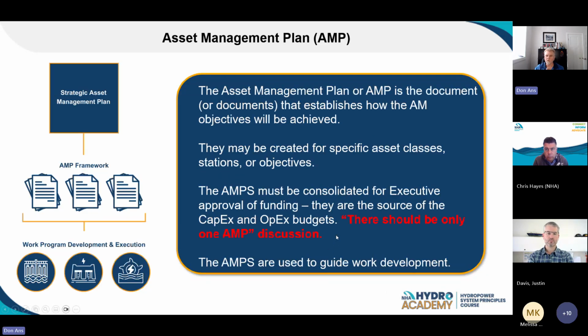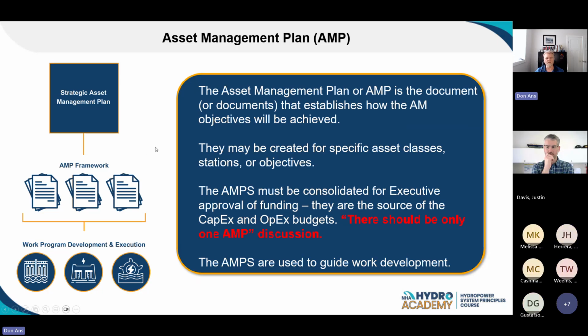So the next level below the SAMP is the asset management plans. So you can see now the flow. You've got your strategic asset management plan at the top. And then you've got AMPs for all of your different asset classes, or even for specific assets. These again are grouped by company. They group them differently. I've seen them at a plant level. I've seen them for each asset class.